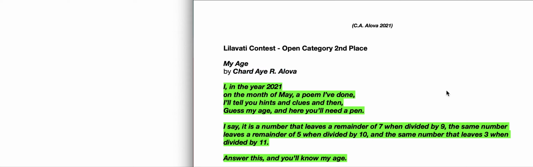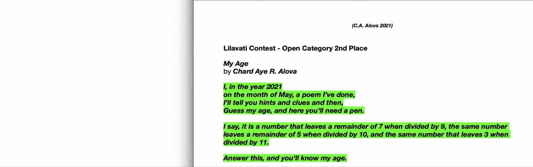Let me read it. In the year 2021, on the month of May, a poem I've done. I'll tell you hints and clues and then guess my age, and here you'll need a pen. I say it is a number that leaves a remainder of 7 when divided by 9. The same number leaves a remainder of 5 when divided by 10. And the same number leaves 3 when divided by 11. Answer this and you'll know my age. So that's the poem that I made.